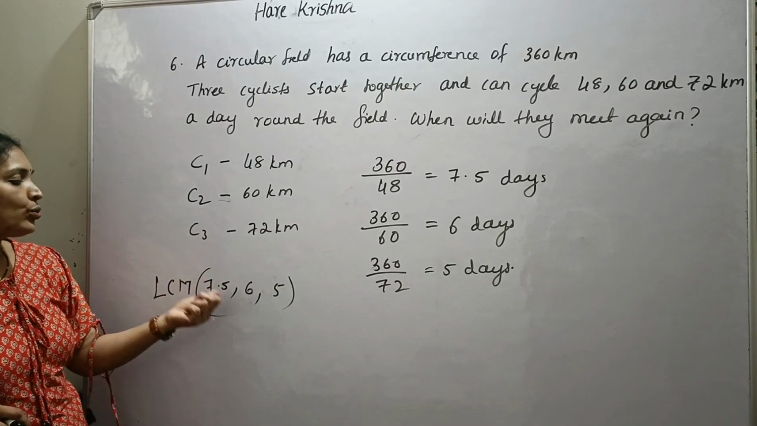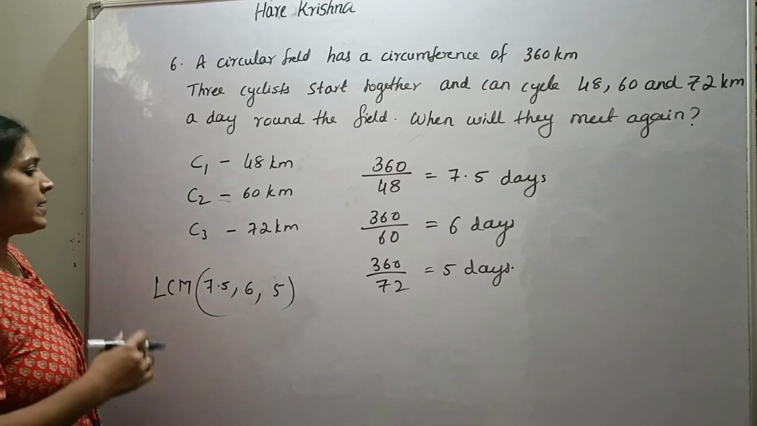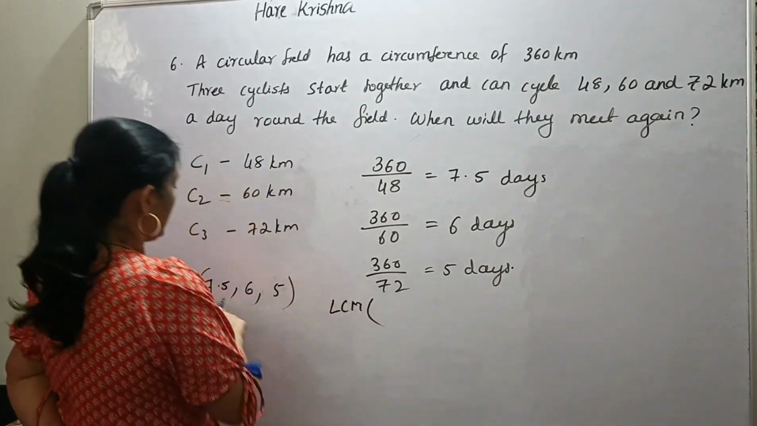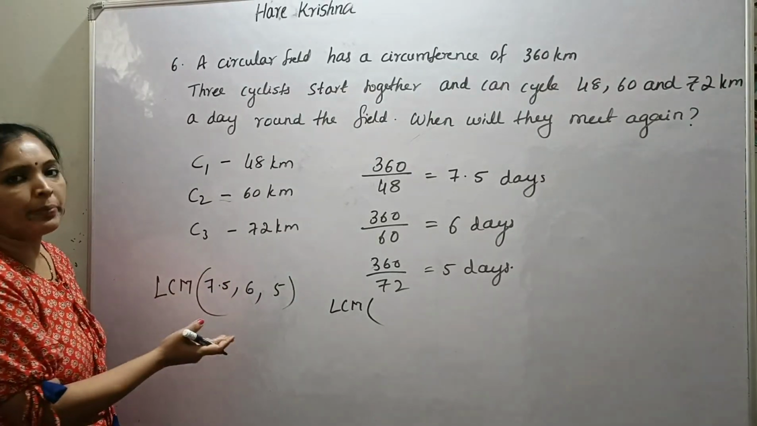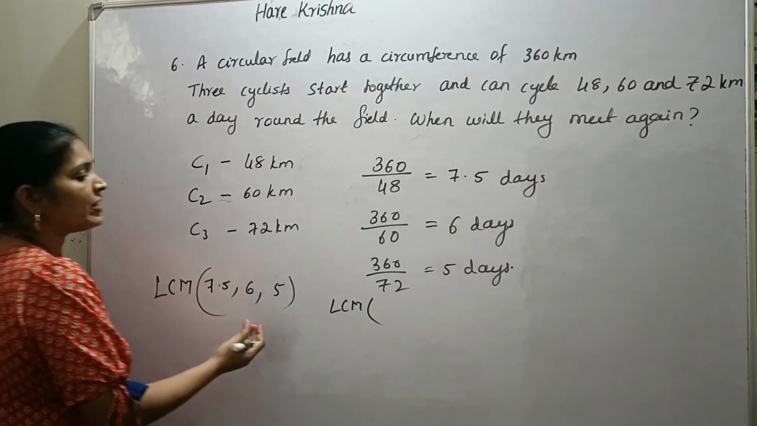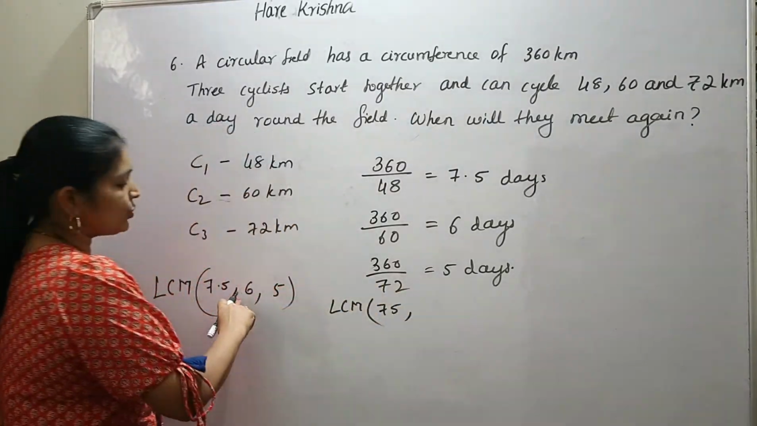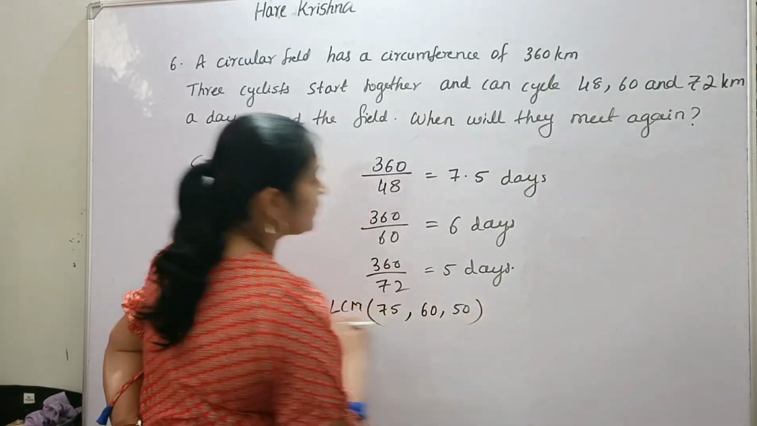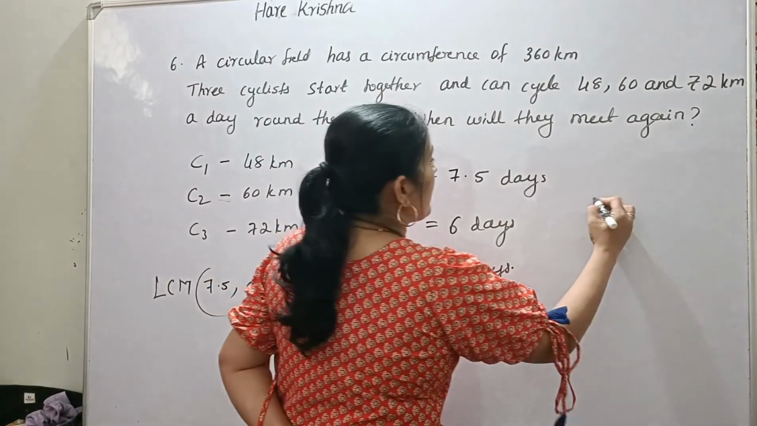See how to find the least common multiple of decimal numbers. You just multiply by 10 so that it becomes an integer. That is 75. And here also you multiply by 10: 60, 50. Now find the LCM of these numbers.